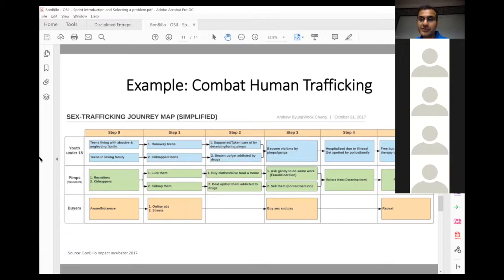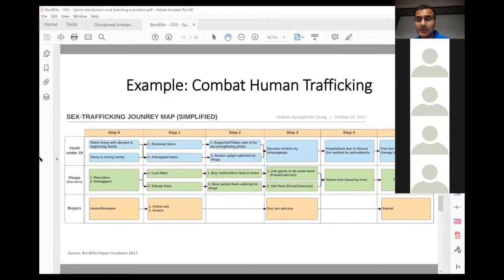One of our teams from the first program was working to come up with a solution to combat human trafficking. Now, this is obviously a very large and complex problem, but they went from that to identifying that they wanted to focus on combating sex trafficking, which is a large part of the problem. They spent time talking to various NGOs to learn about the problem. They spoke to survivors to learn about the problem, and mapped out what a typical sex trafficking journey looked like, right?